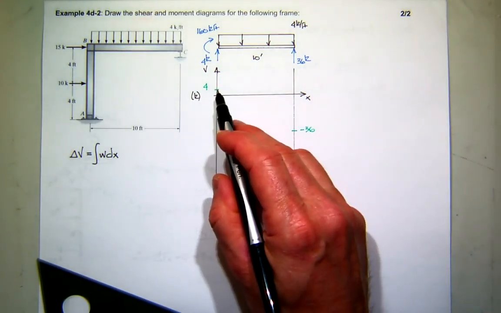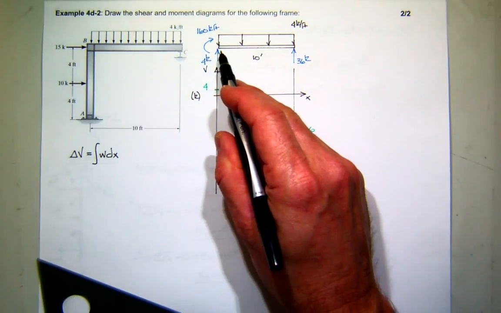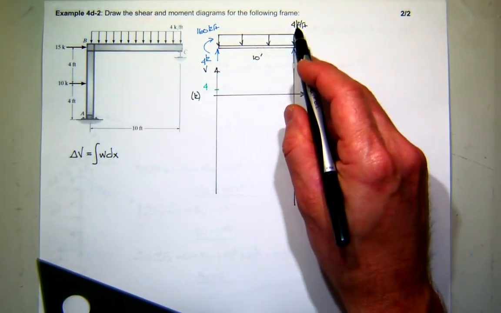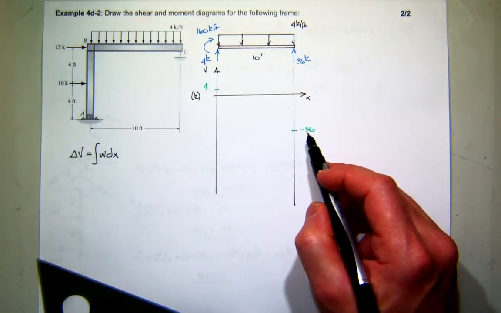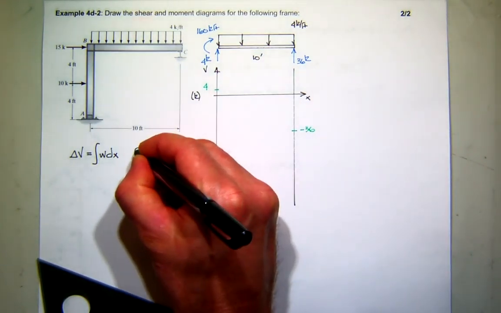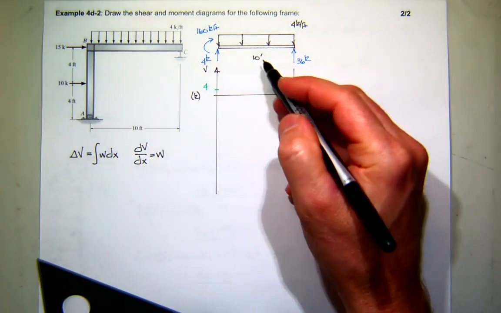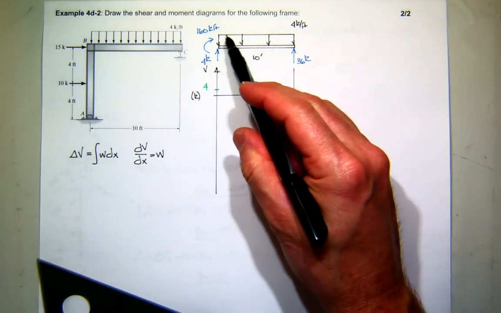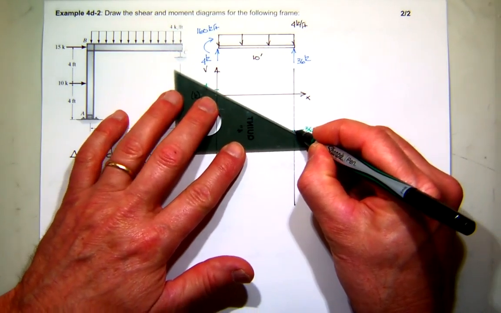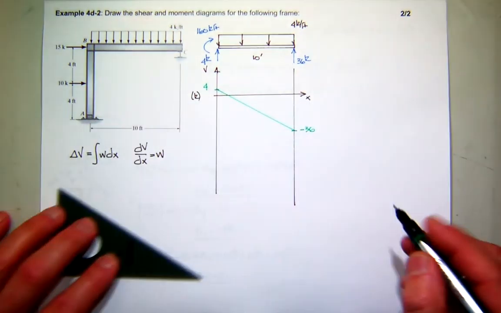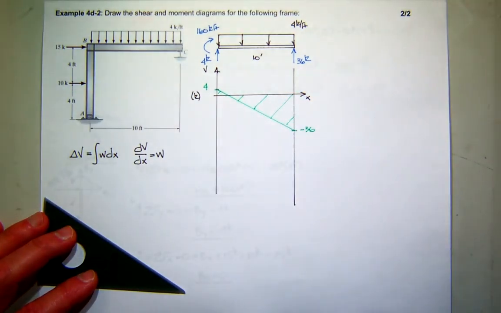As I go from positive 4 to negative 36, that change in shear should be equal to the area under the load curve. Which it is. 4 times 10 is 40, and it's down, so it's negative. 4 minus 40 is negative 36. That's good. The slope of my shear diagram is given by the load. And the load in this region is constant at 4, and it's negative. So I have a constant negative slope. So I have a little bitty positive piece and then a big negative piece.